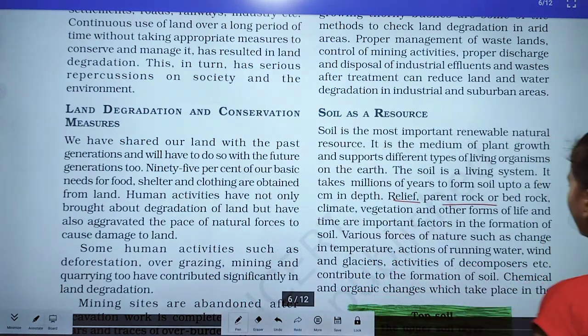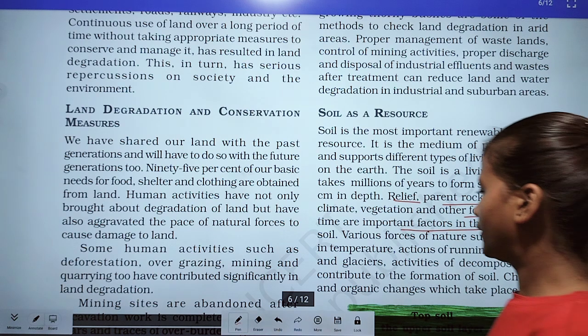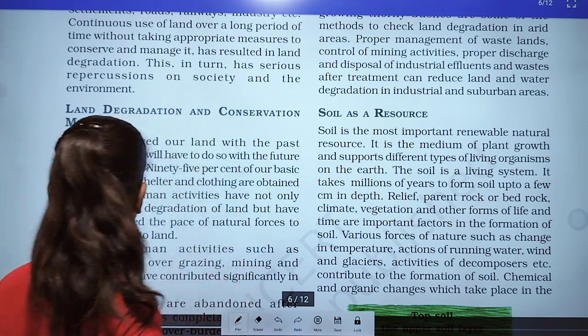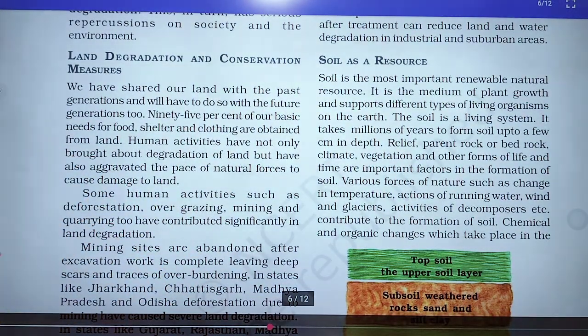Relief, parent rock or bedrock, climate, vegetation and other forms of life, and time are important factors in the formation of soil.